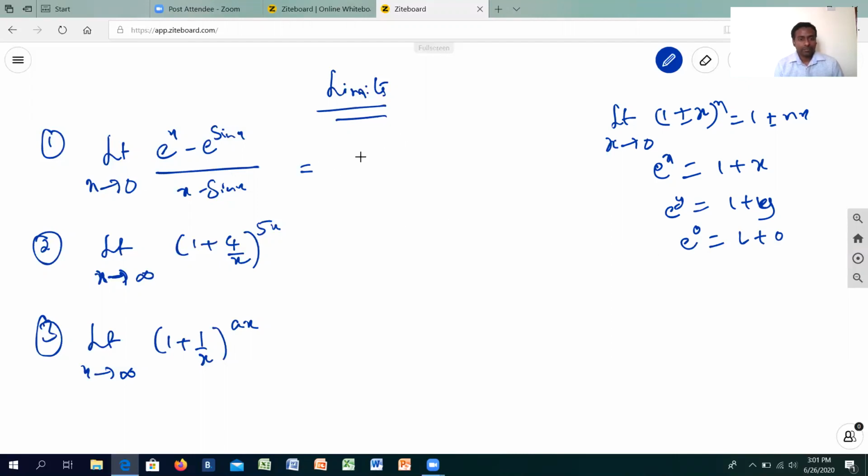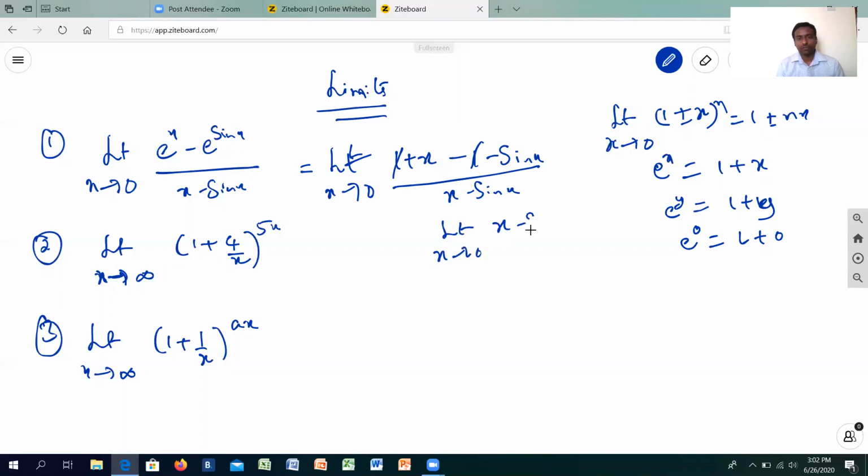See, e raised to x, how can I write it now? Limit x tends to 0, e raised to x can be written as 1 plus x. Likewise, e raised to sine x can be written as 1 plus sine x. But since I have negative, I am writing 1 minus sine x by x minus sine x. So this 1 and 1 goes out. What am I going to get? Limit x tends to 0, x minus sine x by x minus sine x, which will give me 1. So this is your answer for this one.